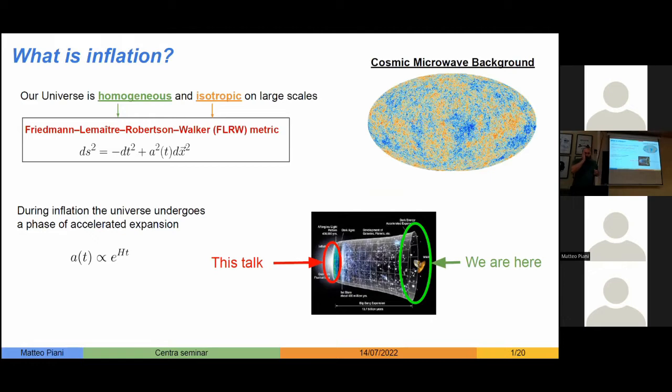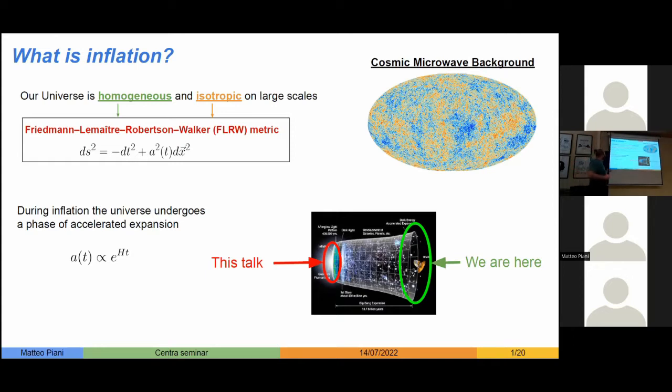First of all, let's start with what is inflation. For those who know already, it's probably just a boring reminder. For those who don't know, it's a super quick crash course. So inflation is a phase of accelerated expansion that takes place in the very early universe. So this is like a map of the universe. We are here now, and basically the first thing we can track back to is inflation.